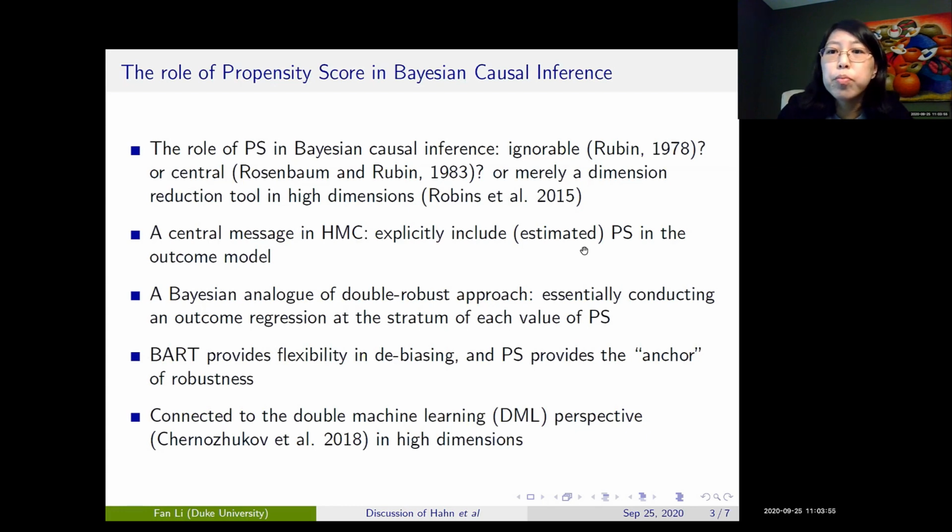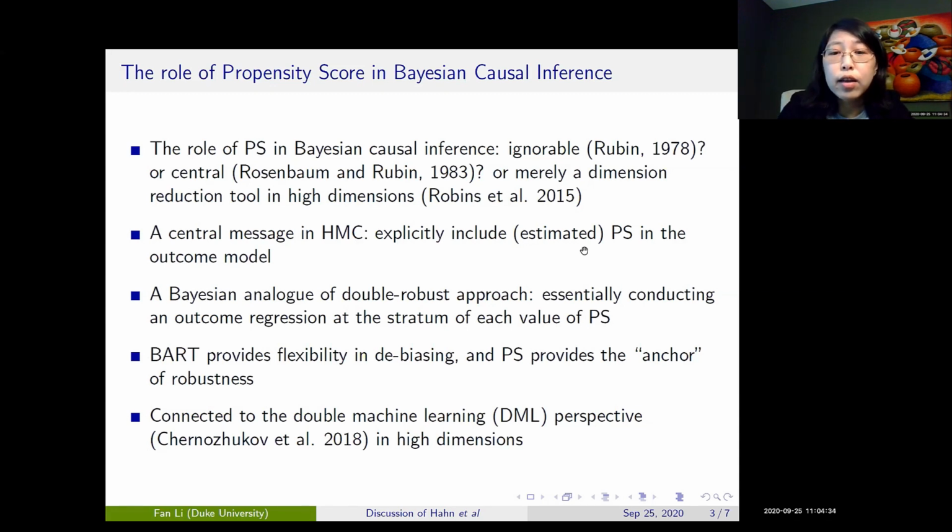If you read the first paper on Bayesian causal inference, the Rubin 78 Annals paper, he first introduced this concept of ignorability. Ignorability means you can ignore the assignment mechanism, basically the propensity score, in your likelihood, in your analysis. And then later, in 83, the Rosenbaum-Rubin paper about the propensity score, the title is the central role of the propensity score in causal inference. So this seemed to be a little bit conflicting, right?